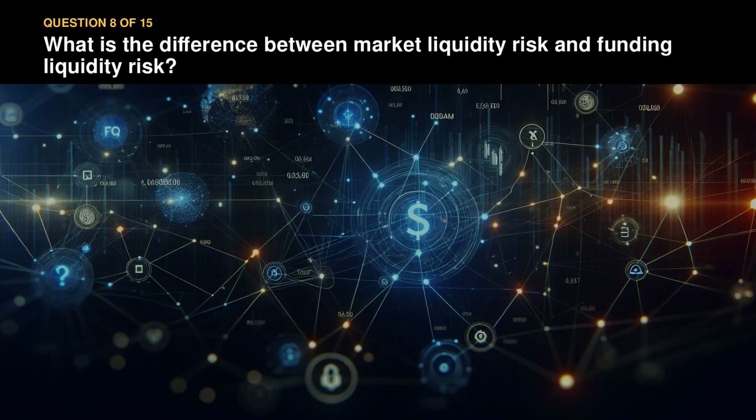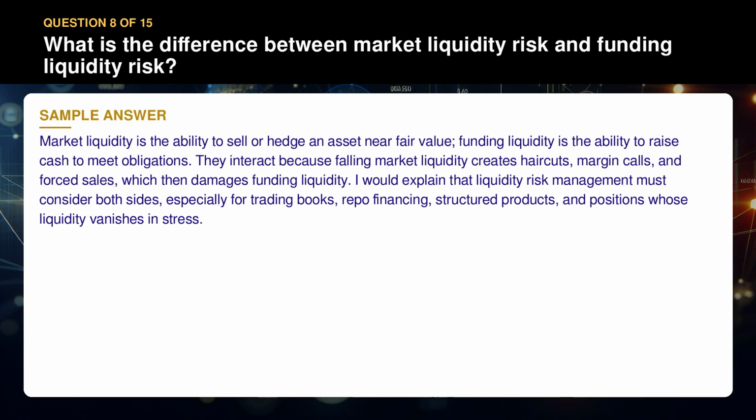Question 8. What is the difference between market liquidity risk and funding liquidity risk? Market liquidity is the ability to sell or hedge an asset near fair value. Funding liquidity is the ability to raise cash to meet obligations. They interact because falling market liquidity creates haircuts, margin calls, and forced sales, which then damages funding liquidity.